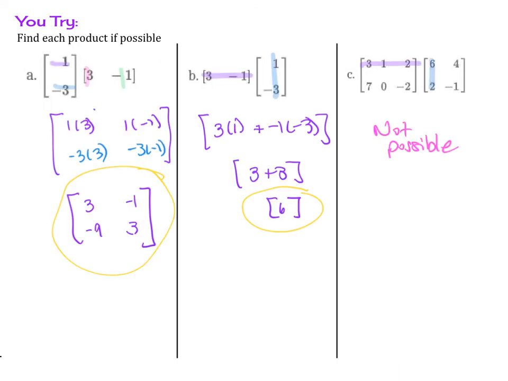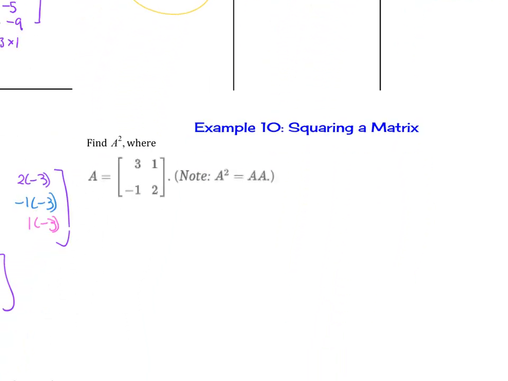So letter A, you should have gotten a 2 by 2 at the end, so 3, -1, -9, and 3. Then for letter B, you will only get a 1 by 1, 6. For letter C, that's not possible. So you notice if I'm supposed to multiply the row by the column, there's not enough terms, so this is not possible. Now let's do squaring a matrix.